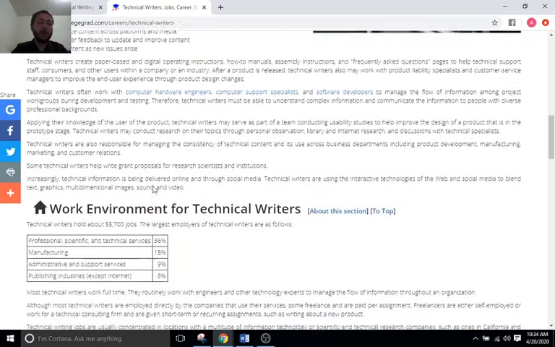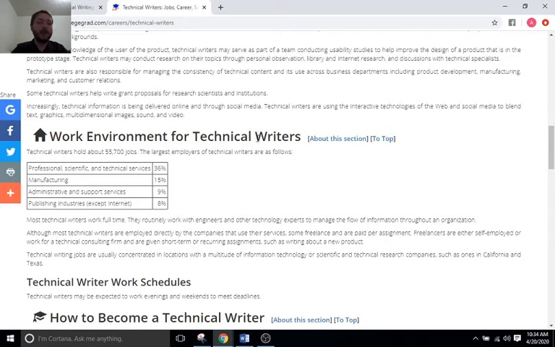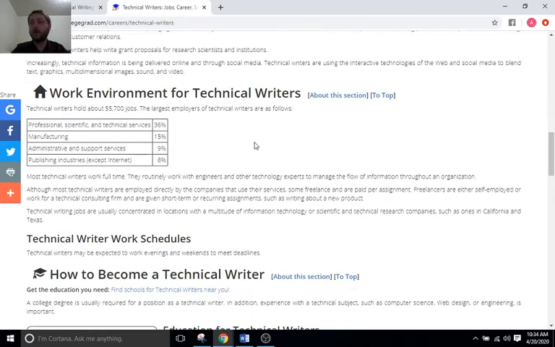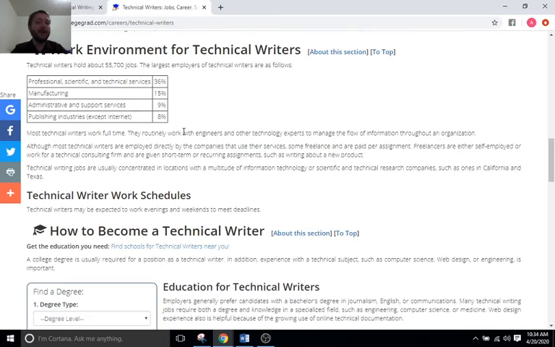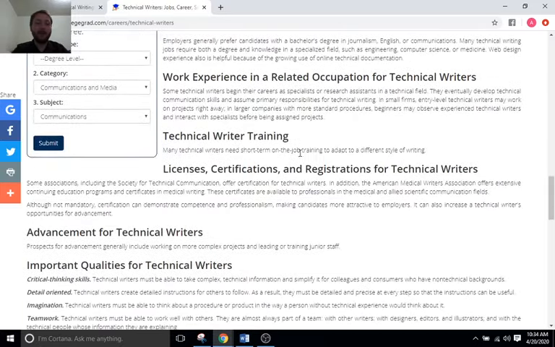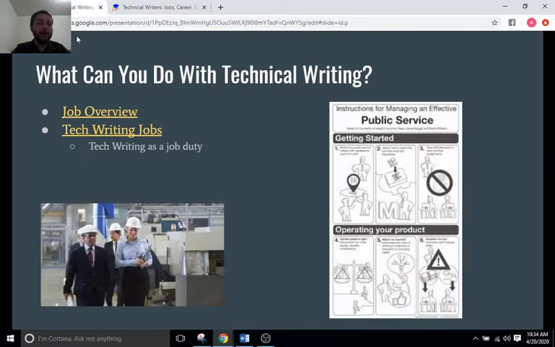But this page is really helpful in determining what technical writers do, how to become one, what the benefits of becoming one are. It says here that 36% of them are employed in professional, scientific, and technical services. Manufacturing is behind them, etc. Okay, so go back here.